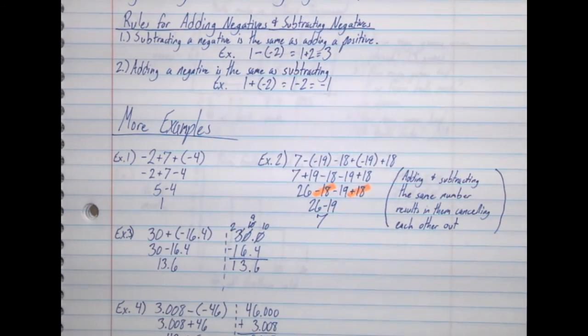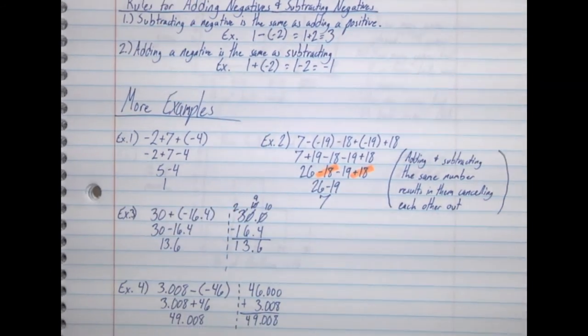Now, adding a negative is the same as subtracting. If we have a positive number and we add a negative to it, we're technically subtracting from it. In the example, we have 1 plus negative 2. That translates to 1 minus 2, giving us an answer of negative 1. Now let's look at some more in-depth examples down below.